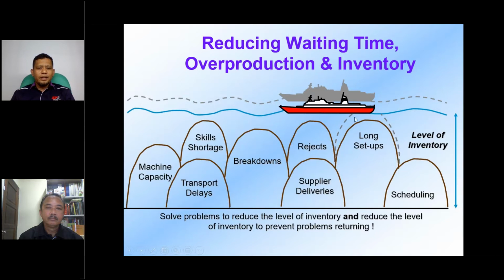And then we have the TPM. We're going to talk a little bit more about the breakdown, to be more efficient, how to reduce that, to reduce the long setup using the TPM, to reduce the skill shortage. Some technological machine capacity is all under TPM. We're going to meet on 30th. We share some of my observation and assessment on TPM.